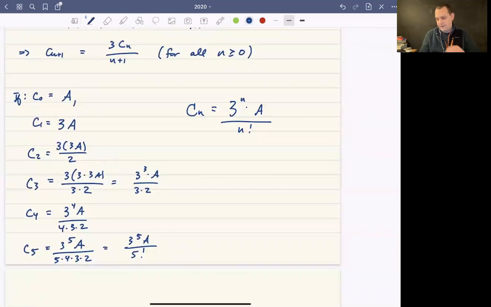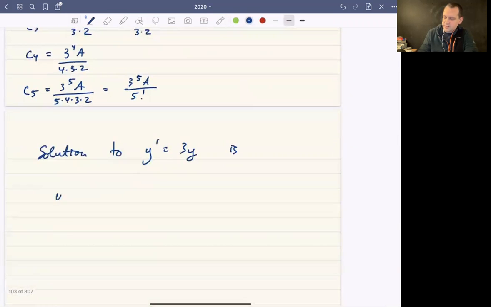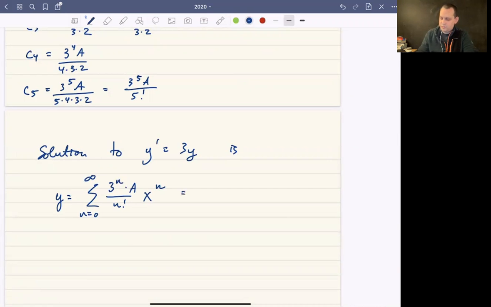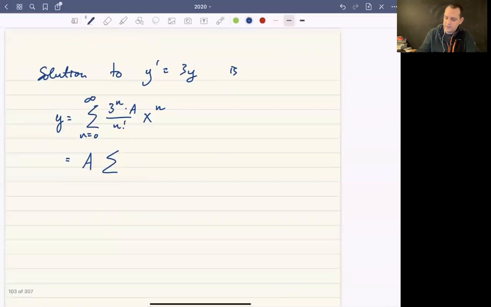Now, once we have that, this tells us that our solution to this differential equation y prime equals 3y is this power series y, which is the sum from n equals 0 to infinity of c sub n, which we said is 3 to the n times a over n factorial, x to the n. Now, a is a constant that we can just bring outside the sum like we did before. So this is a times 3 to the n x to the n over n factorial.